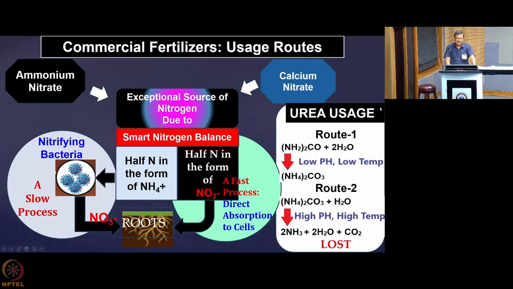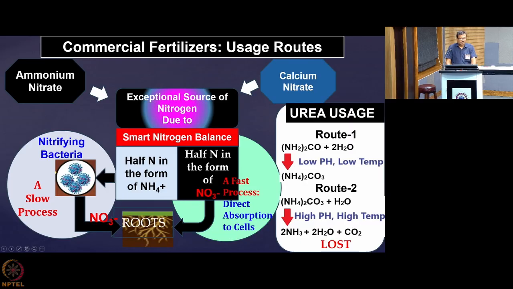And how does urea work? Urea's formula is NH2CONH2. In contact with water, at low pH, it forms ammonium carbonate. Then this ammonium ion is taken by the nitrifying bacteria, which form nitrate, and that is absorbed by the plants.